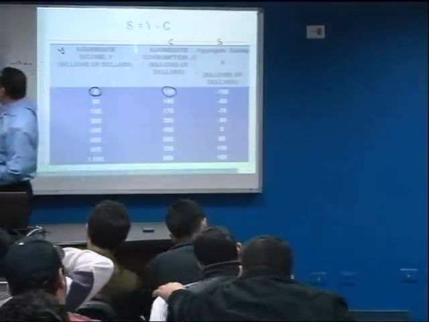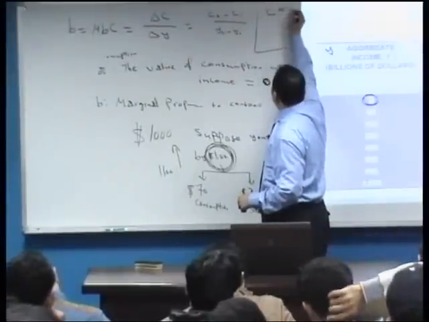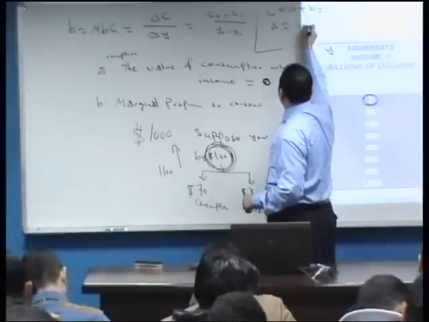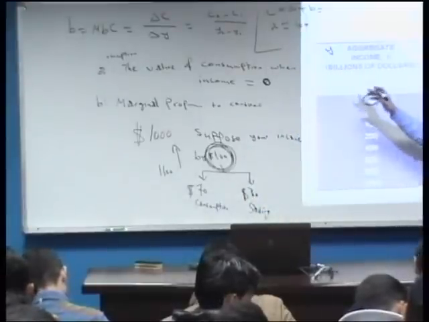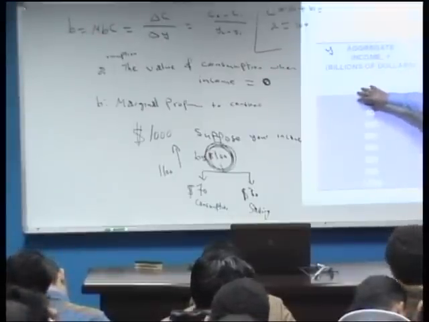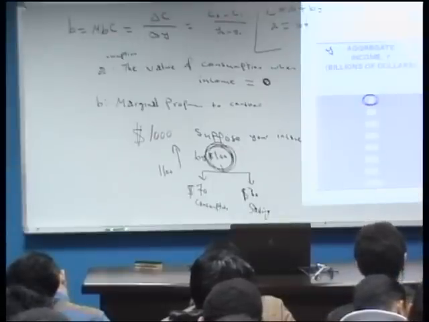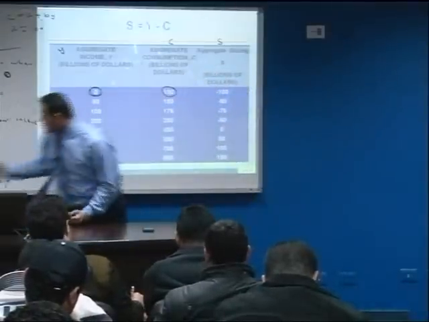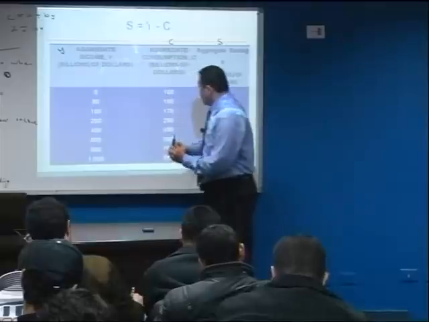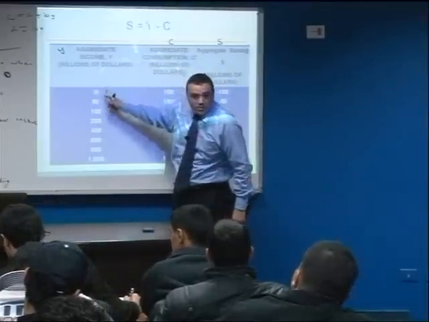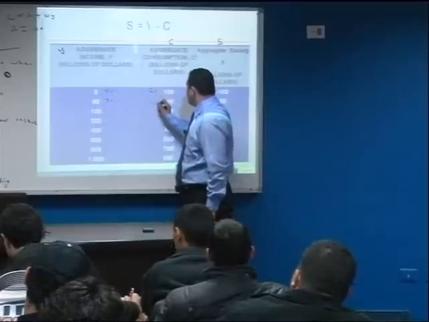Right? So in this function, C, as you know, equals A plus BY. A in this example equals how much? 100, because A is the value of consumption when your income equals 0. Right? Now let's derive B, the marginal propensity to consume. And in the first case, this is Y1, Y2, C1, C2.